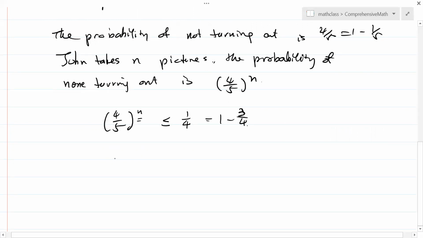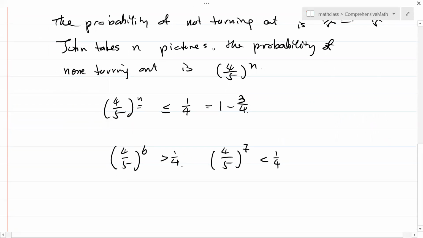Then step by step you find out that 4/5 to the 6 is greater than 1/4, but 4/5 to the 7 is less than 1/4. So that means when n equals 6, it still does not meet the requirement. N should be equal to 7. When n equals 7, then it's guaranteed that the probability of none of them turning out is going to be less than a quarter.